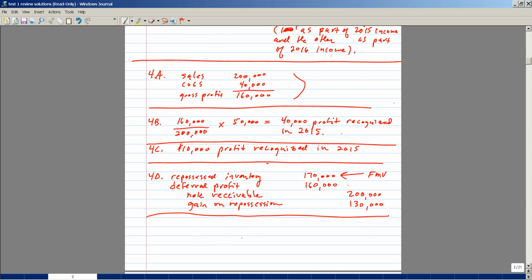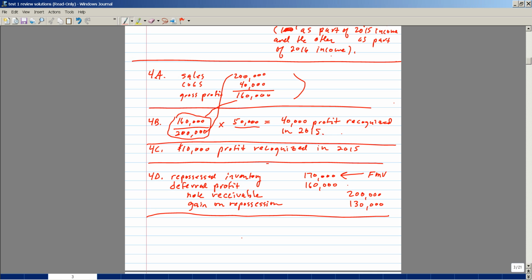4B says, well, what if there is significant uncertainty about collectability of the sales proceeds and ABC recognizes the profit on this sale not using full accrual accounting as in A, but rather using the installment method of accounting. So the solution there is you first calculate the gross profit ratio. The gross profit ratio is simply the gross profit on the sale divided by the sales price. And so we've got a gross profit ratio here of 80%. Take that gross profit ratio, multiply it times the amount of cash that we collected in 2015. In 2015 we got a $50,000 payment of principal on December 31st. So $50,000 times 80%, we would recognize $40,000 profit in 2015 under Part 4B, assuming that we use the installment method of accounting.